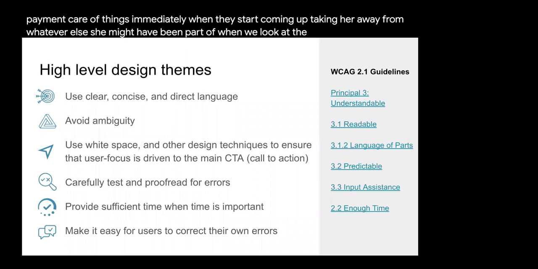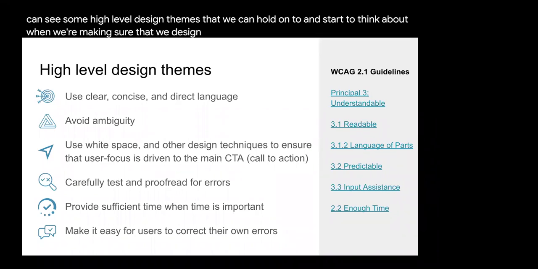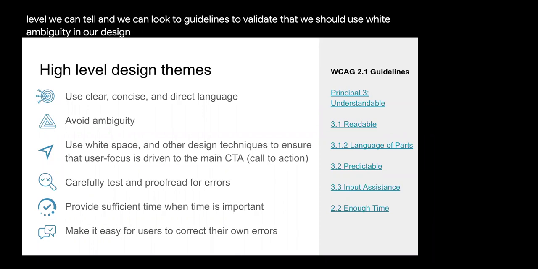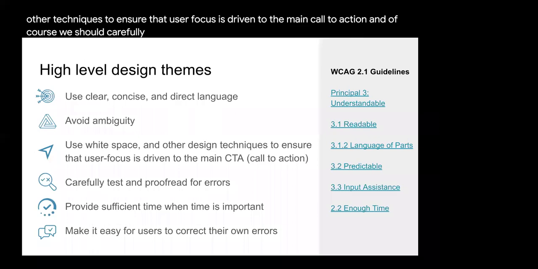When we look at these characteristics, we can see some high-level design themes that we can hold on to and start to think about when we're making sure that we design for neurodivergent individuals. At a very high level, we can tell, and we can look to guidelines to validate, that we should use clear, concise, correct language. We should avoid ambiguity in our designs and in the labels that we use. We should use white space and other techniques to ensure that user focus is driven to the main call to action. And of course, we should carefully test and proofread for errors.